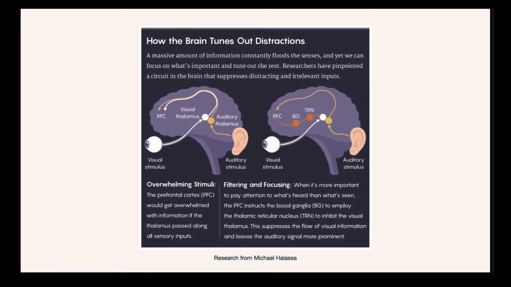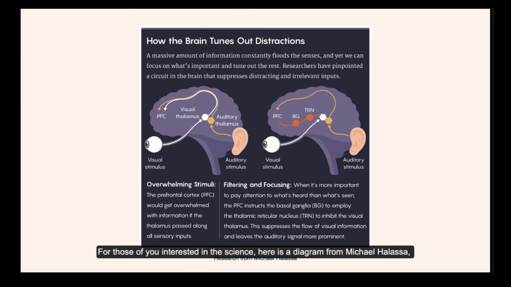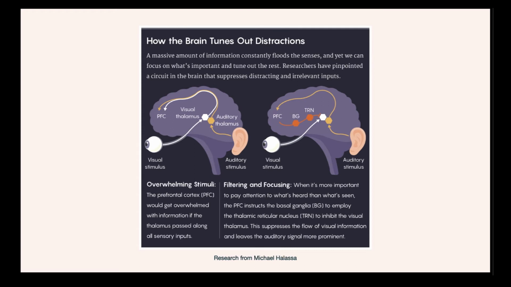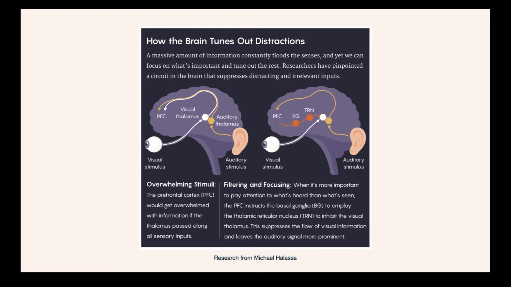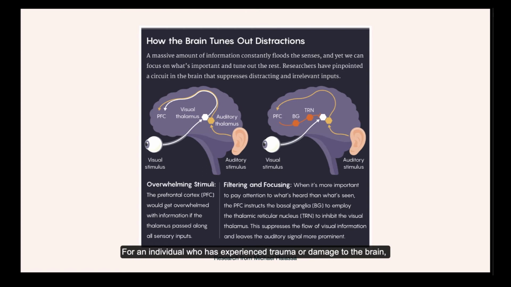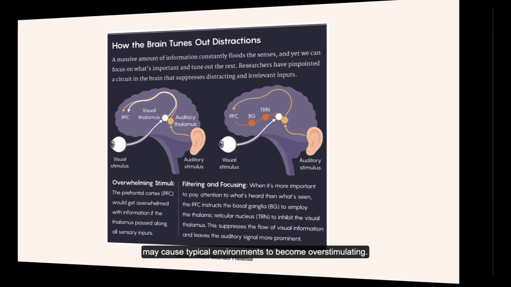I definitely did. For those of you interested in the science, here's a diagram from Michael Halassa, a neuroscientist. His research indicated the visual thalamus can filter out information that we don't need. The first time we were watching for the passes, so our brain told us the moonwalking bear in a dark color was not relevant to our task. For an individual who has experienced trauma or damage to the brain, this networking in our brain may be disrupted. This disruption may cause typical environments to become overstimulating.